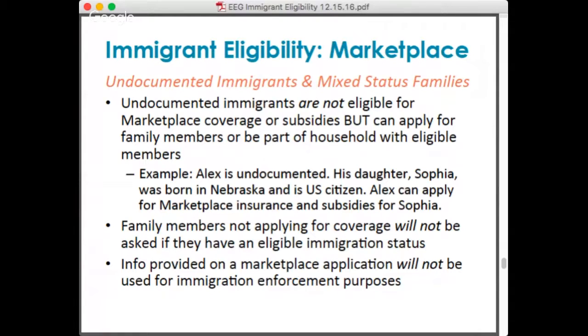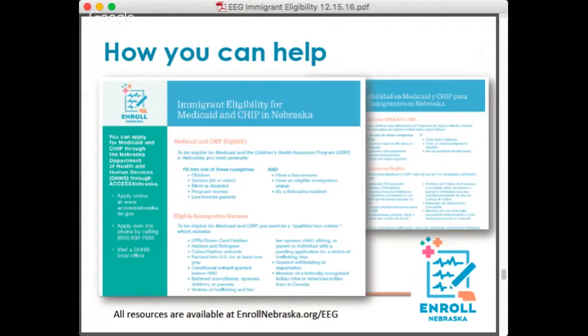So now that we have whipped through a super complicated topic in 21 minutes, we will go through some resources that might be helpful for following up, and then we'll have some time for questions at the end. So as Eric mentioned, on the Enroll Nebraska website, enrollnebraska.org/G, there are a couple helpful resources that we can provide.